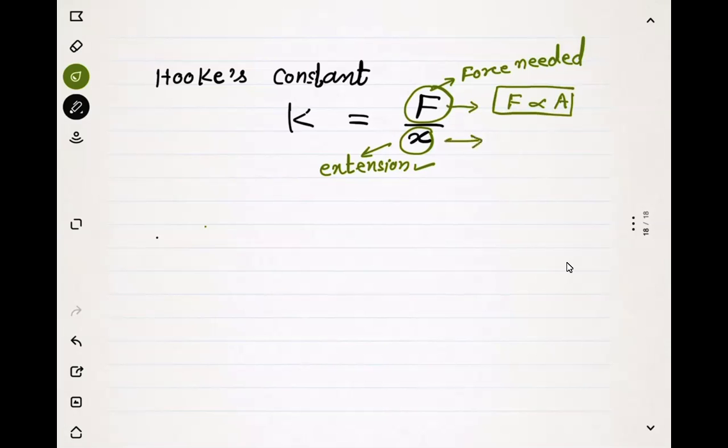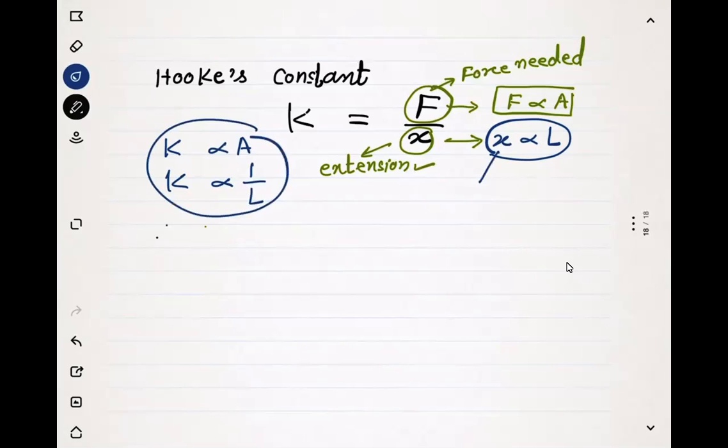However, if you see, the longer wires extend more. The extension depends on the length. So these are the two things which explain the dependence of K on area and dependence of K on 1 over L. Since X is in denominator, if you double the length, extension becomes double. If you triple the length, extension becomes triple. Same is for force and area. That's why we get this type of relationships.